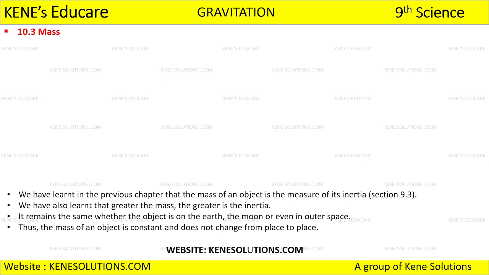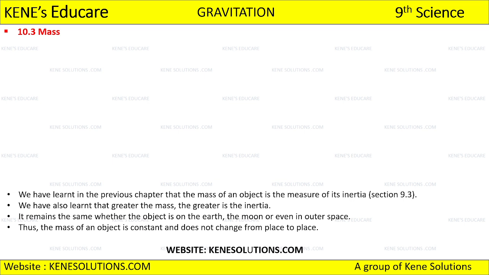After this, now we have mass to discuss. Now, mass is something that you might have studied before as well. So we have learned in the previous chapter that the mass of an object is the measure of its inertia, right? What is mass? Mass is the measure of its inertia. And we have also learned that the greater the mass, the greater the inertia. If the mass is more, inertia is more. If mass is less, inertia is less, right?